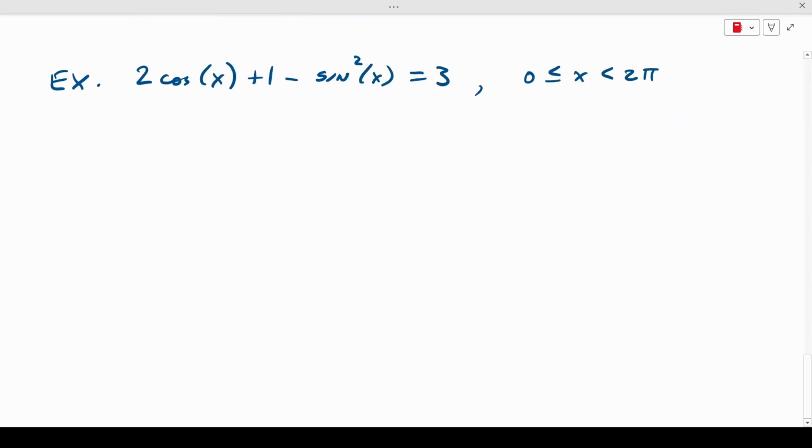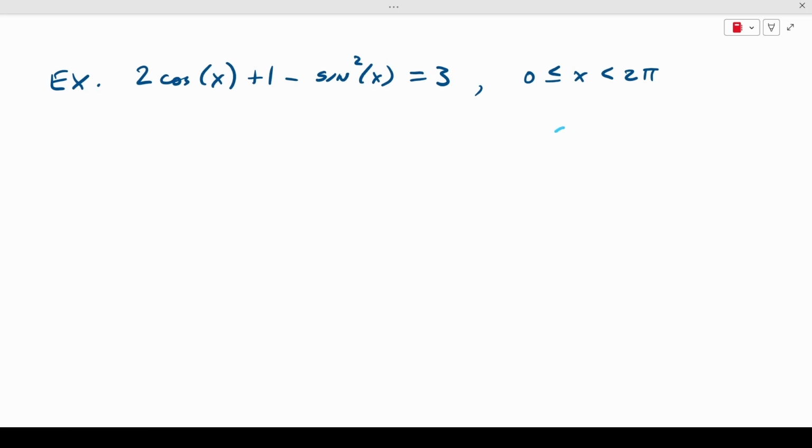Okay, so this is an interesting question. I see the sine x squared, and I'm thinking Pythagorean identity. I'm seeing the 2 cos x. Well, I'm not really thinking much of anything. Yeah, I'm thinking Pythagorean identity. If I can change this sine x squared into something involving cos x squared, then the entire equation will be in terms of cos x, and I'll be able to probably factor and solve that way.